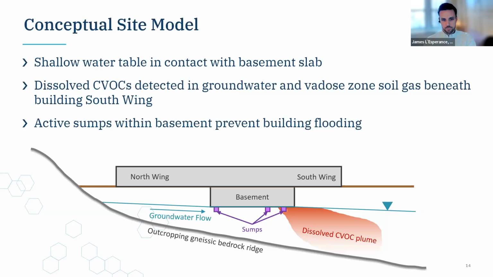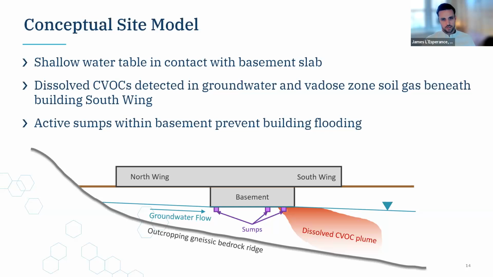This site did have a historic source of chlorinated VOCs underneath the south wing of the building that was removed. However, residual dissolved chlorinated VOCs are still present in the groundwater underneath the south wing of the building and in the soil gas underneath that south first floor building wing.